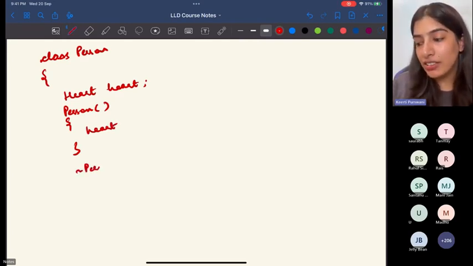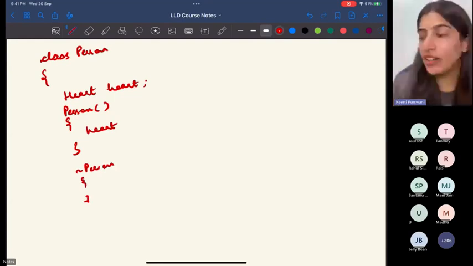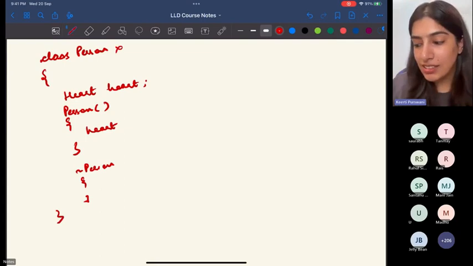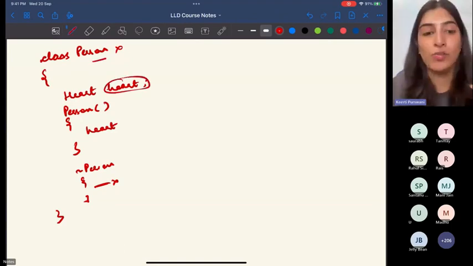And in the destructor, I know it is language dependent. The point is that when a person dies, does my heart also die or not? If it does, then the entire life cycle of the heart is dependent on the person. It cannot exist anywhere else.